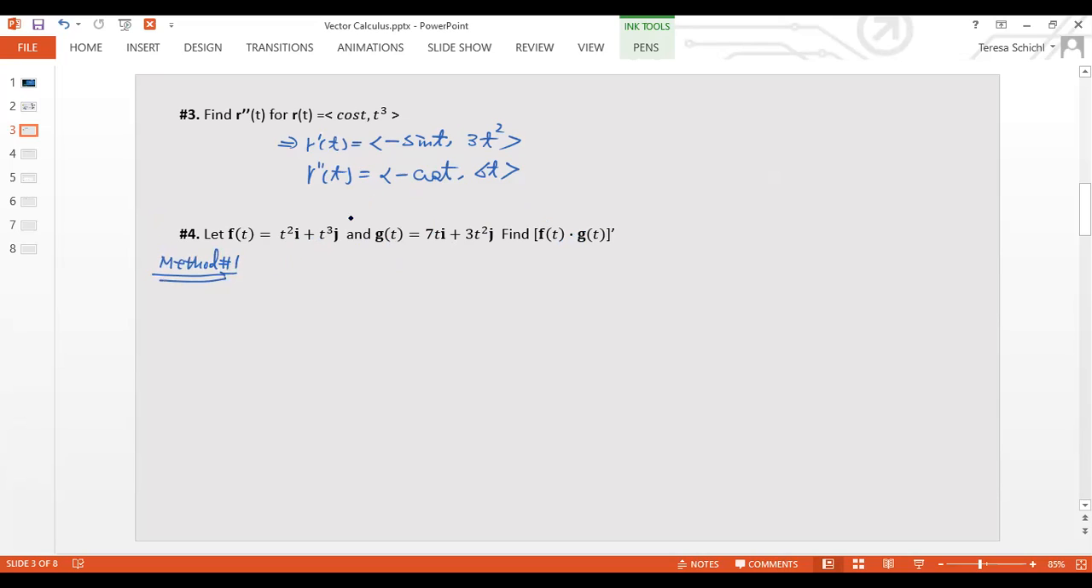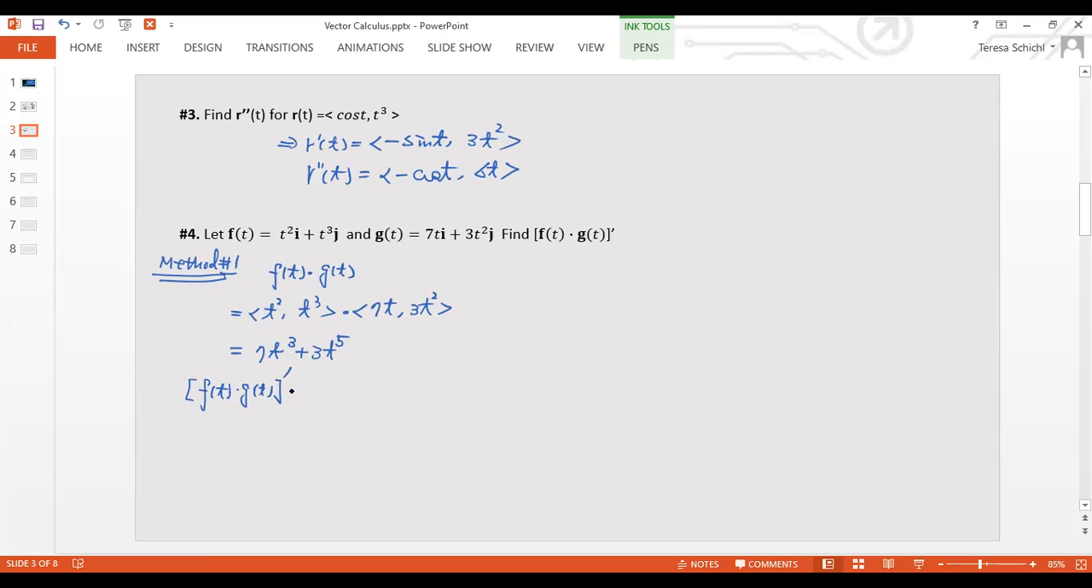Then method number 2, let's go back and take a look at our equations here. Okay, so f(t) dot g(t), right? So it will just be t squared, t cubed dot 7t, 3t squared, right? So the dot product here will be 7t cubed plus 3t to the fifth, correct? Okay, so if we just directly take the derivative of this one, we said f(t) dot g(t).